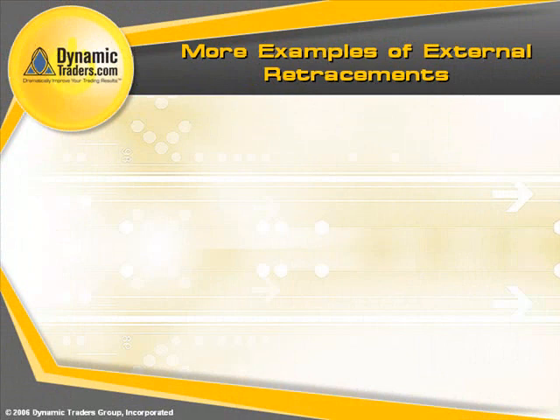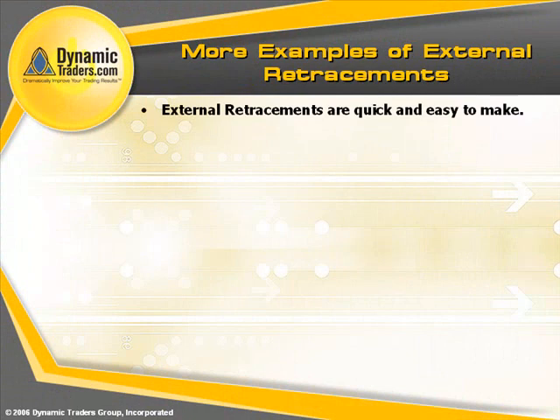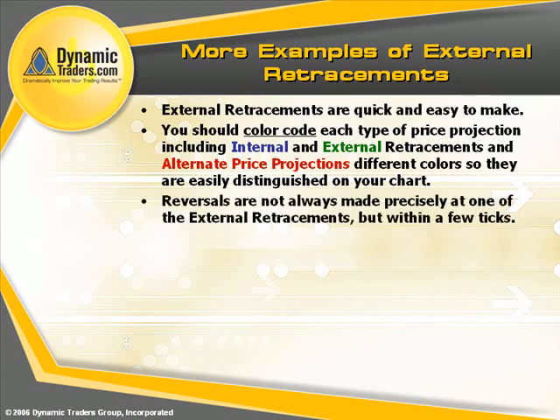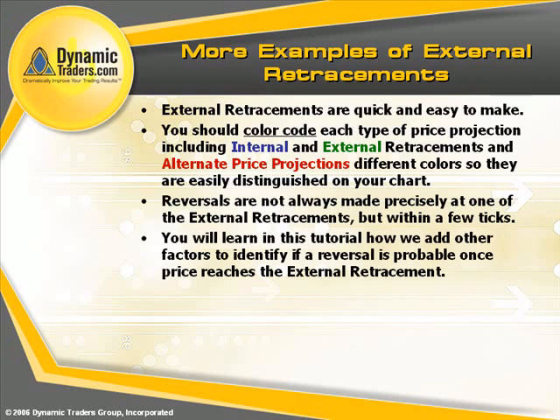Well, let's look at some more examples of external retracements. Remember, external retracements are quick and easy to make. However, you can keep them organized by color-coding each type of price projection, including internal, possibly in blue, external, possibly in green, retracements, and alternate price projections, possibly, say, in red. All in different colors, so they're easily distinguished on your chart. Remember, reversals are not always made precisely at one of the external retracements, but they're typically made within a few ticks. You'll also learn in this tutorial how we add other factors to identify if a reversal is probable once the price reaches the external retracement.